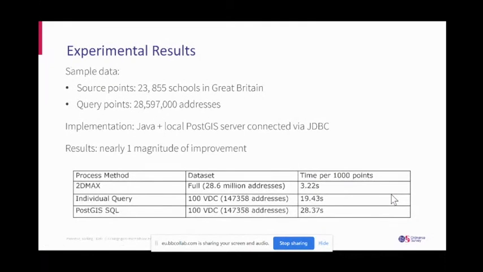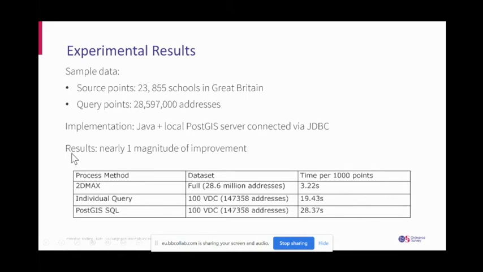So we did some experiments, and the sample data is the source data points. We want to make queries. There are 23,855 schools in Great Britain, and the query points will be nearly 29 million GB addresses. The implementation is based on Java plus a local PostGIS server connected with JDBC, running on a laptop.